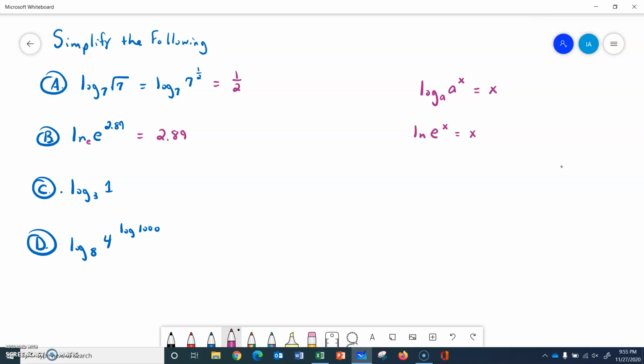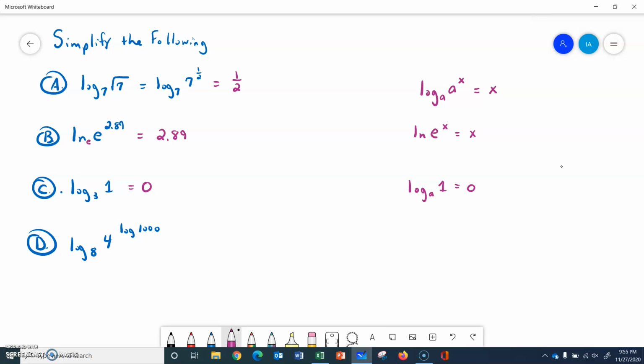C, log base 3 of 1. We do have a rule that says log base a of 1, any base, of 1 will give us 0. So log base a of 1 equals 0. So this would equal 0 from that rule.